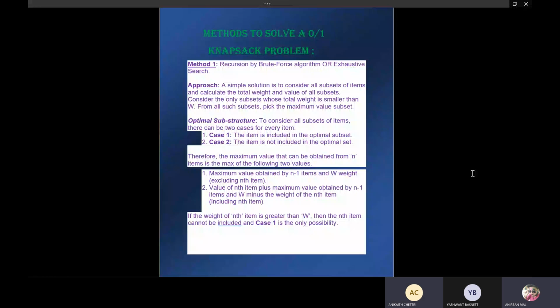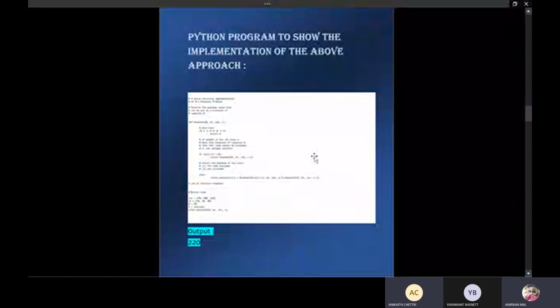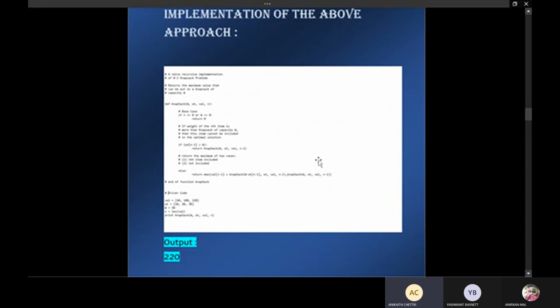If the weight of the nth item is greater than W, then the nth item cannot be included, and case 1 is the only possibility. So here we have an example which my friend Anirban has already explained. I guess the output of the code will be 220. I think he already explained.